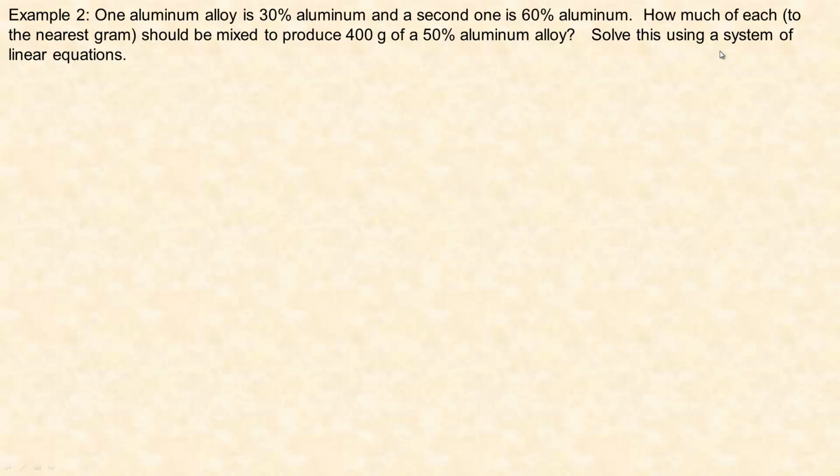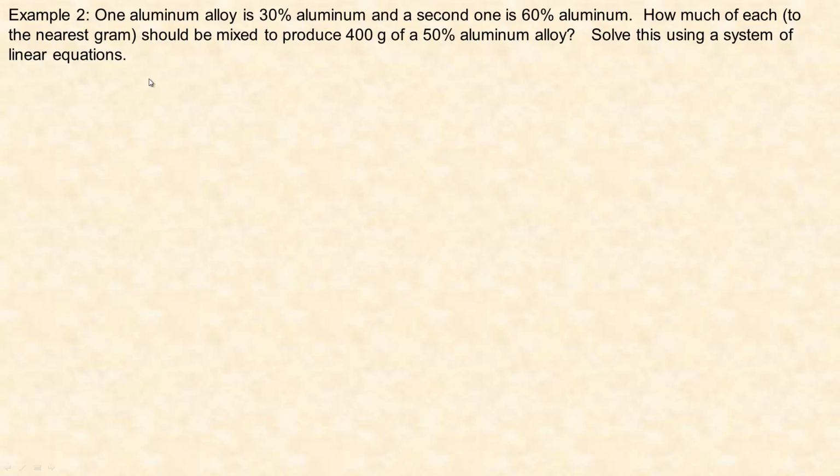Then again, we solve using a system of equations. The second sentence asks how much of each should be mixed. Each is the 30% part and the 60% part.